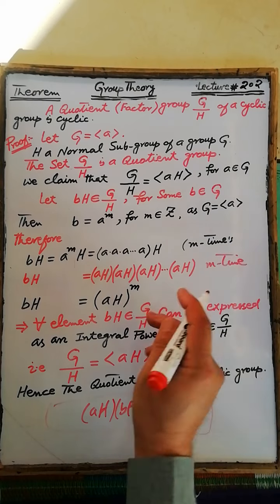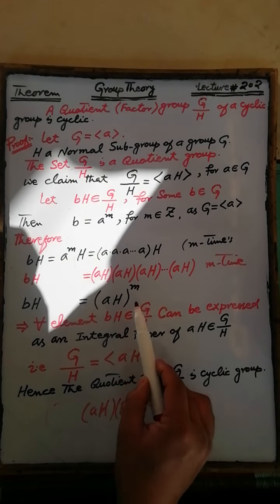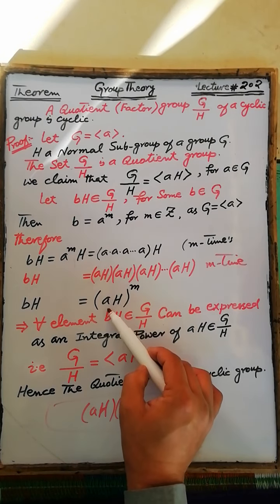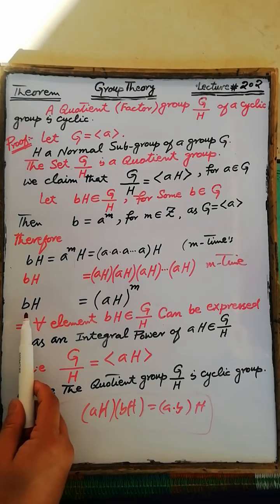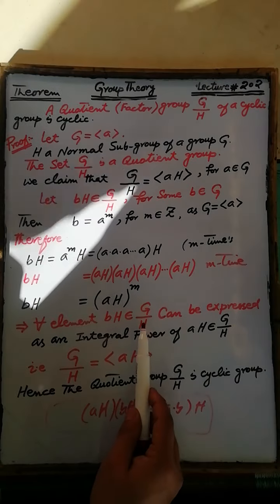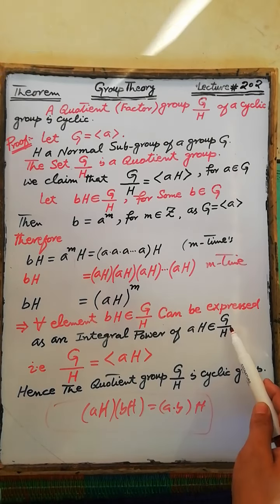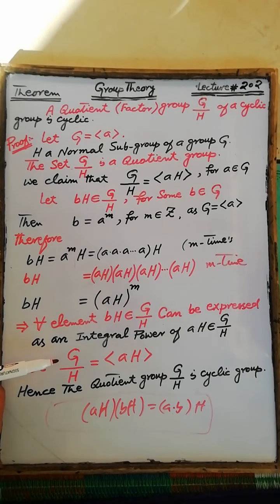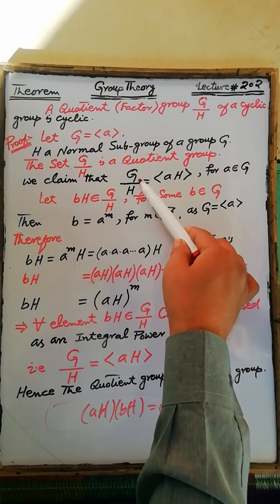That is, multiplying aH with itself m times is also equal to aH raised to the power m. This is an integral power of the element aH belonging to the group G by H. That is, each element bH belonging to the set G by H can be expressed as an integral power of the element aH. That is, each element of the group G by H is generated by the element aH belonging to the group G by H.